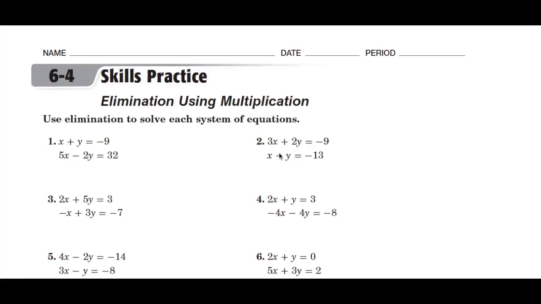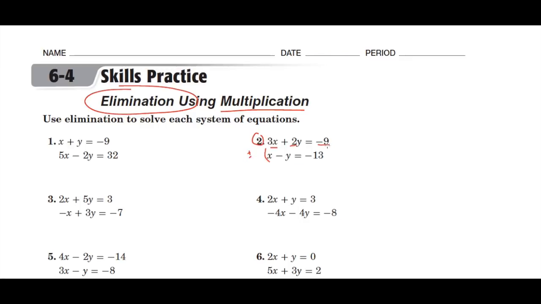For worksheet 6.4 skills practice, we're still going to be looking at elimination as a strategy for solving a system of equations, but this time we're going to have to use multiplication so that we can in fact cancel it out. So on number 2 here, we have 3x plus 2y equaling negative 9, and since the x doesn't have a 3 coefficient and the y doesn't have a 2 coefficient, I can't immediately add or subtract.